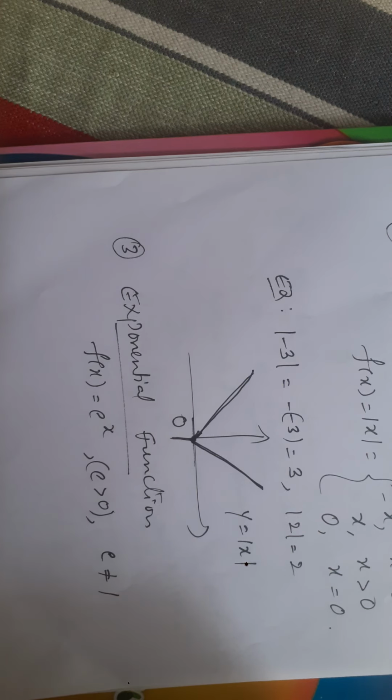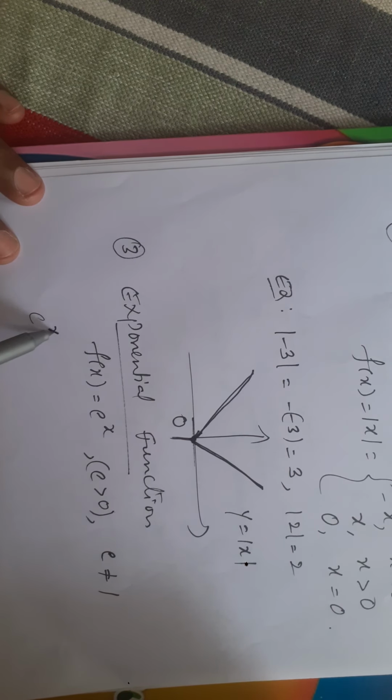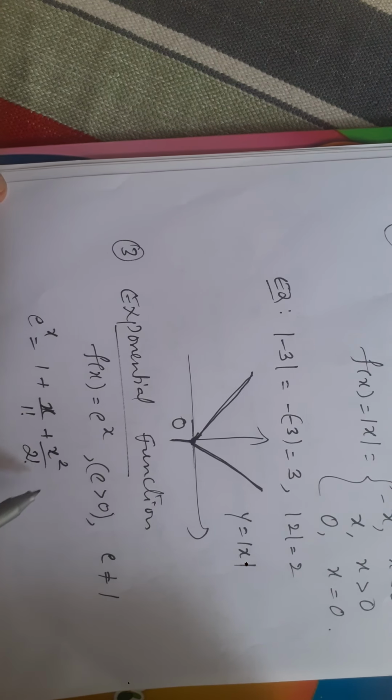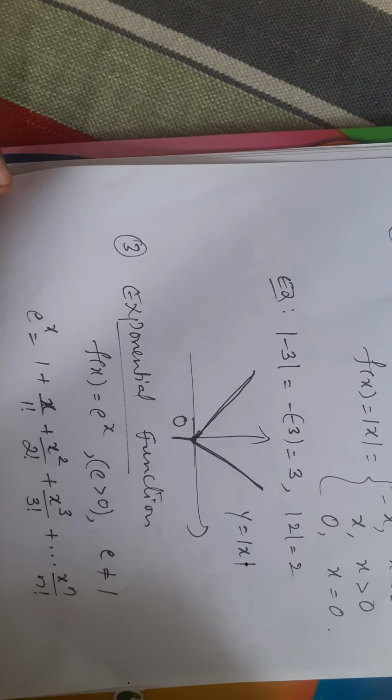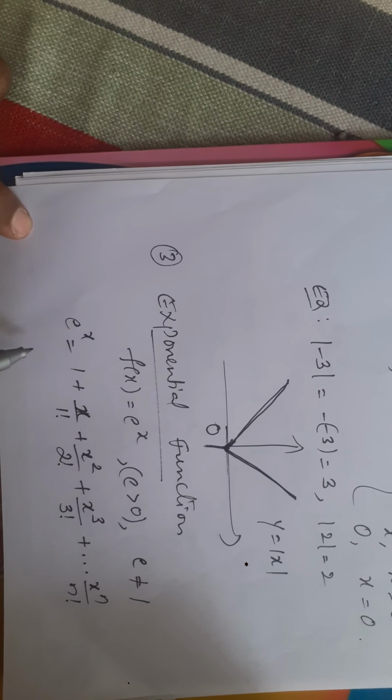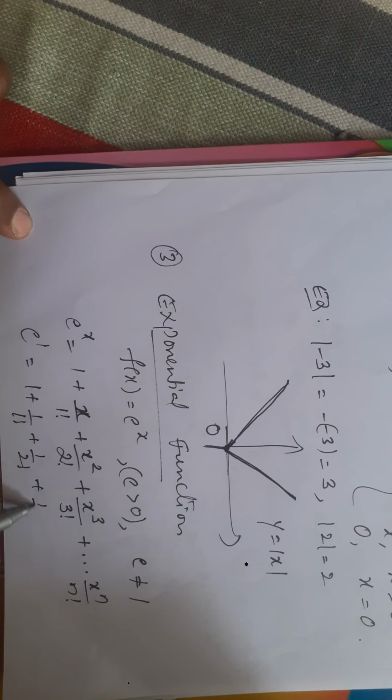There is one important definition for the exponential function in general, by which I can get the value of e. Normally, the exponential function e power x is defined as 1 plus x by 1 factorial, x square by 2 factorial, x cube by 3 factorial, and so on. In general it is x power n by n factorial. This is the actual definition of the exponential function, an algebraic expression of e power x. So if you want to find e power 1, that is nothing but the value of e, which is 1 plus 1 by 1 factorial, 1 by 2 factorial, 1 by 3 factorial, and so on.